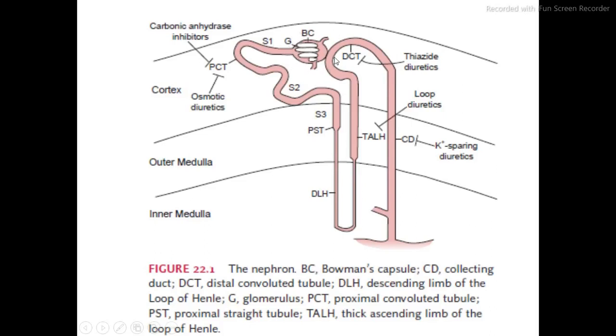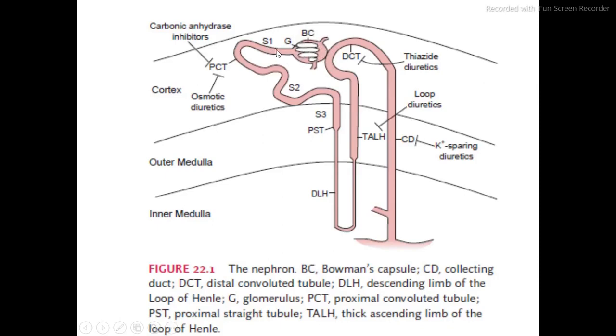In this Bowman capsule, the blood reaches the glomerulus. Approximately 1200 ml of blood reaches the nephron, and approximately 20% of it enters the glomerulus and is filtered into the Bowman's capsule to form the glomerular filtrate.